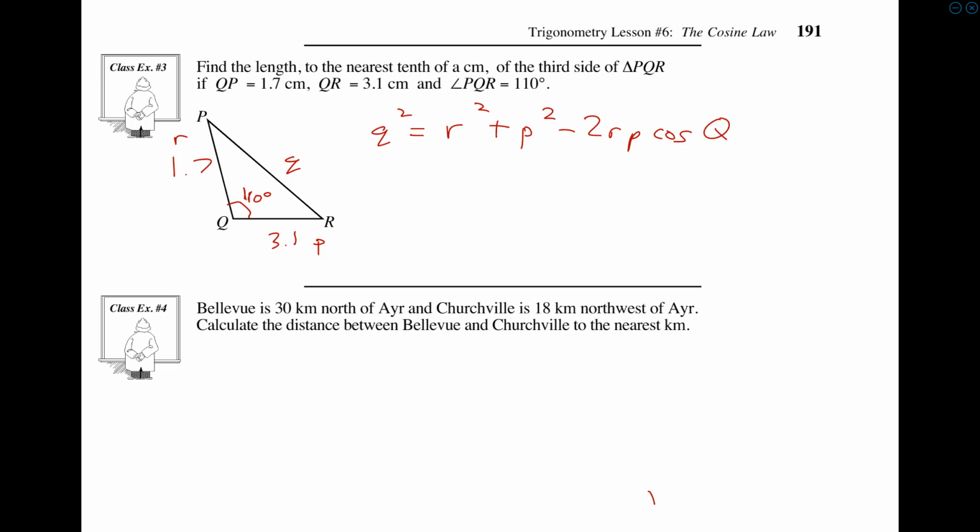So let's solve. Q squared equals 1.7 squared plus 3.1 squared minus 2 times 1.7 times 3.1 times cos of 110. An interesting thing to notice here. What's cosine of something in quadrant 2? 110 is in quadrant 2. Negative. So this last term, minus a negative, we're going to be adding this last term here. Which makes sense. It's becoming the biggest side that we're solving for in this case.